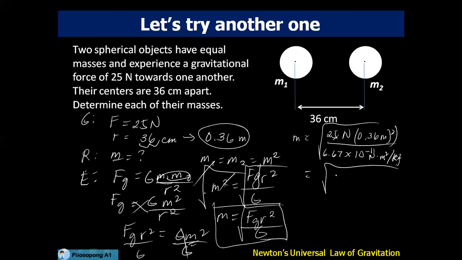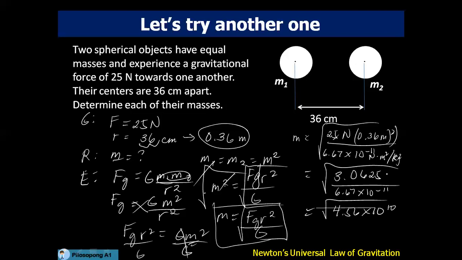So we have 3.0625 all over 6.67 times 10 raised to negative 11. So I won't include the units anymore since we are canceling this out later. So we'll have an answer of the square root of 4.56 times 10 raised to 10.